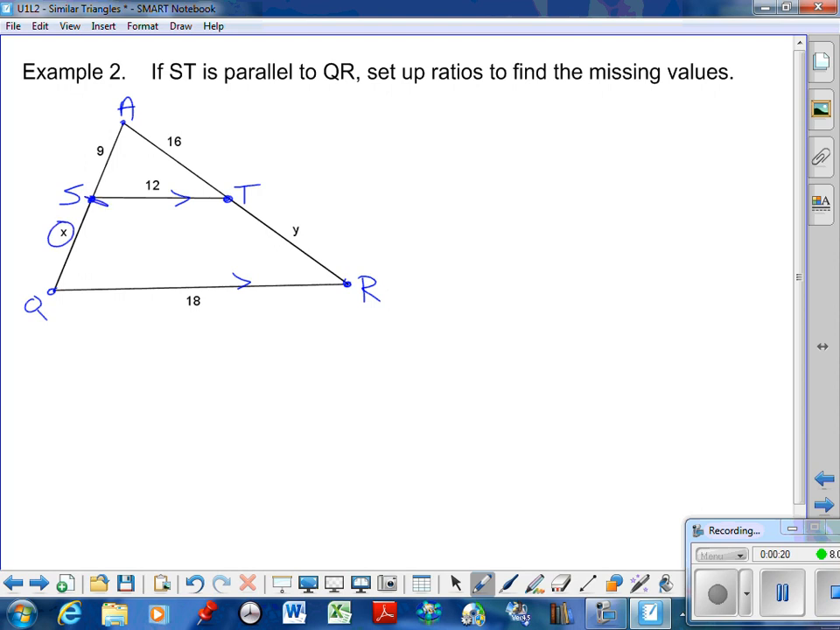X is right here. Now X is that distance there, so we've got to be careful. And the same thing with Y. It's the distance from there to there. So we're going to have to be a little bit more careful in this one. Okay, so here we go.